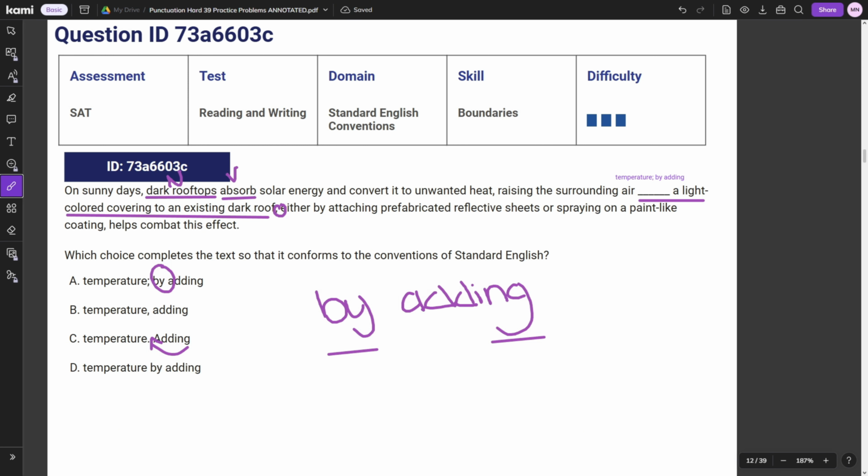Now, why is this important? What even is a modifier? Well, if you think about it, a modifier modifies the meaning of a sentence.